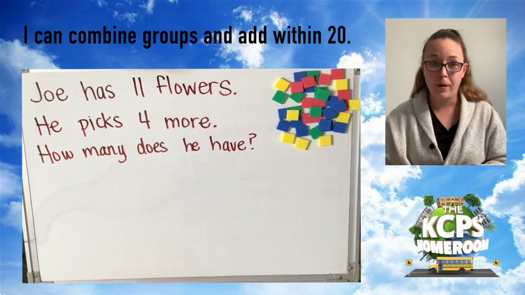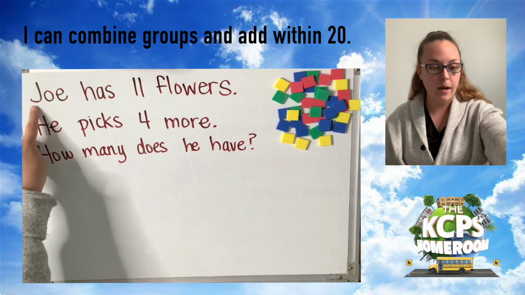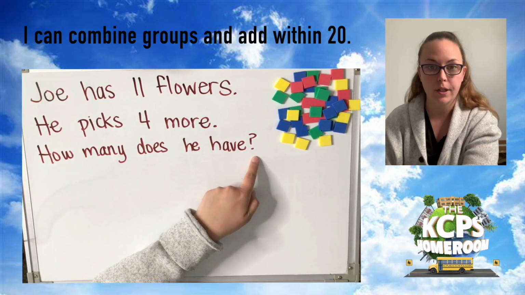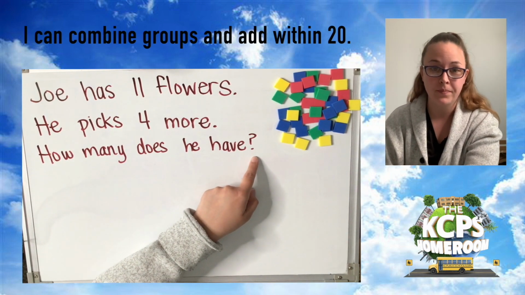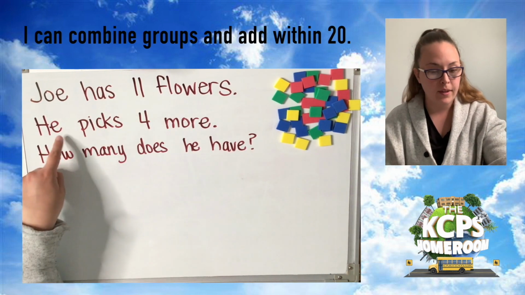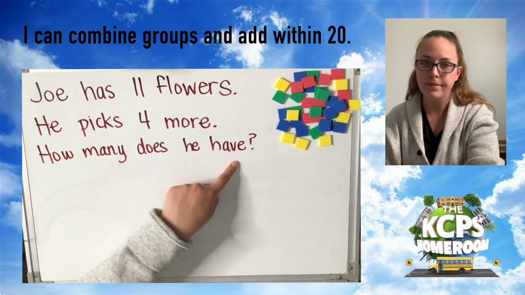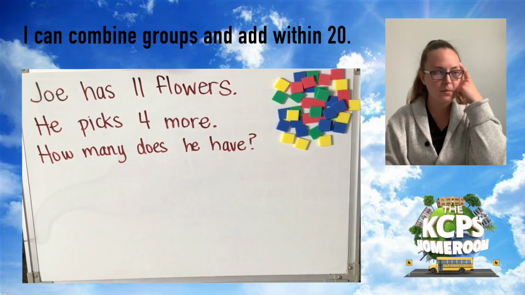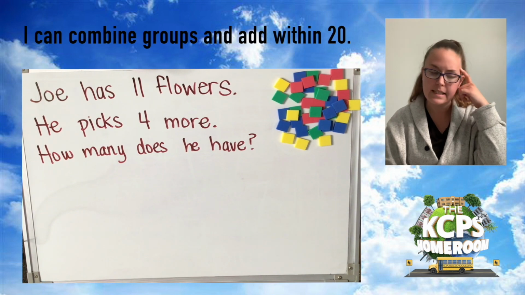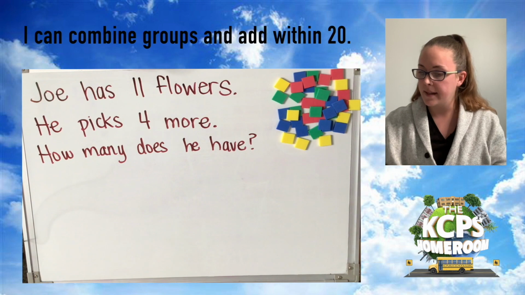So here's our first problem. Let's read it together. And remember, we start at the first capital letter and read all the way to the last punctuation the very first time. Here we go. Joe has 11 flowers. He picks 4 more. How many does he have? So think about that and think about the things that we need and the things that we know. Now we'll go back and we'll read sentence by sentence.